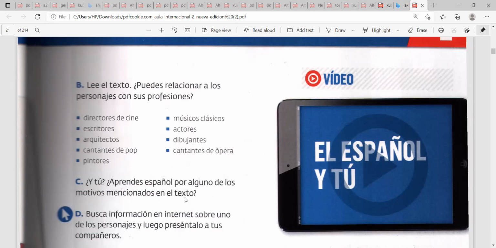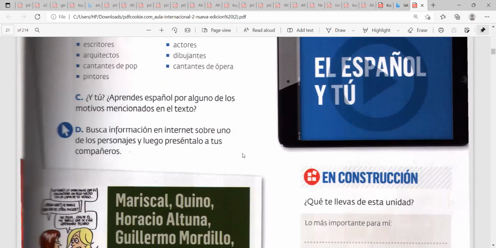So I'm saying for the reasons I can say, learn Spanish for some of the reasons mencionados, which are mentioned in the text. Is it clear to you? Busca información en internet sobre uno de los personajes y luego preséntalo a tus compañeros. Now you look for the information on the net about this personality. Y luego, what is luego over here? So luego I'm using as later on. Later on you can preséntalo a tus compañeros, to your companions.